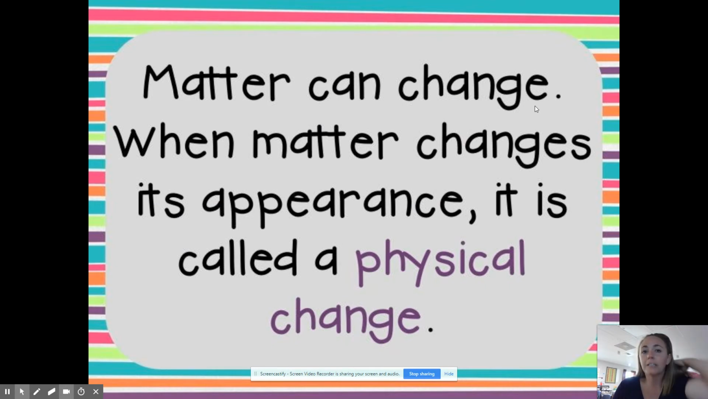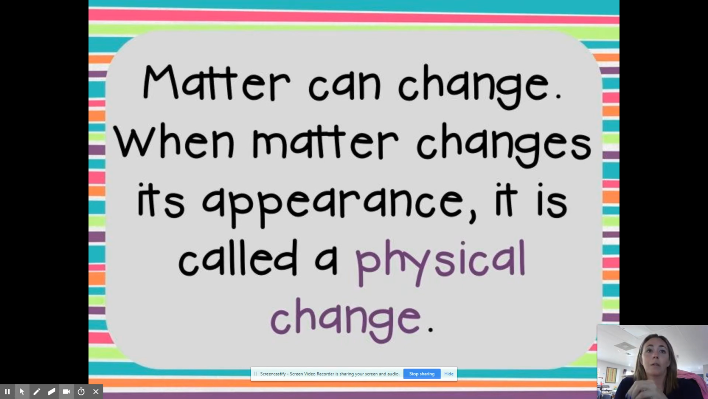All right, so matter can change. That's a simple fact. That is true. Matter can change. When matter changes its appearance, it is called a physical property or physical change.